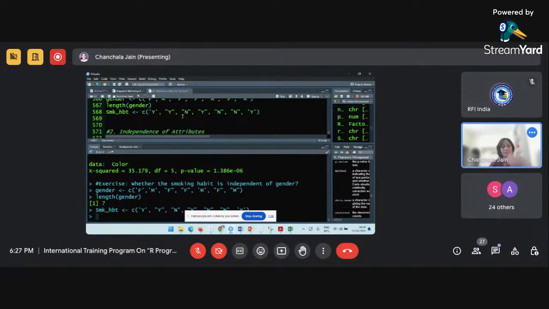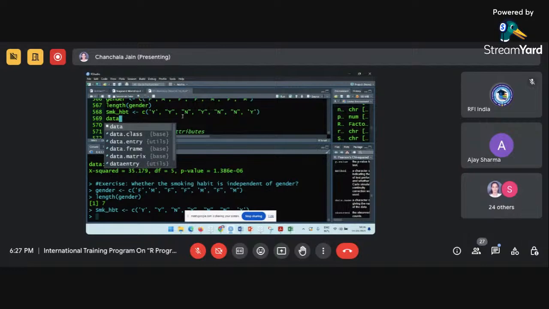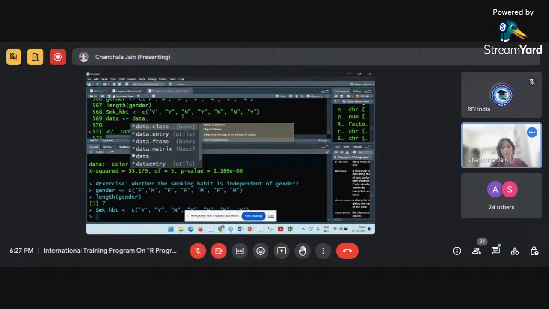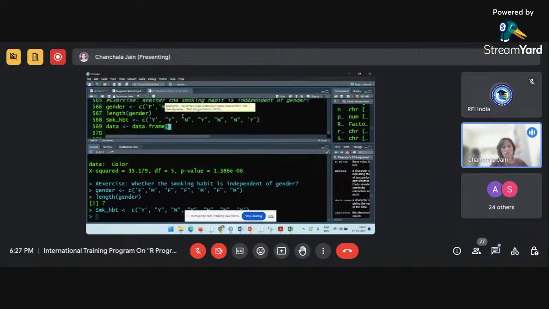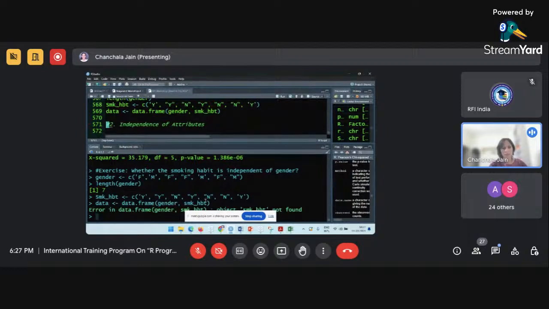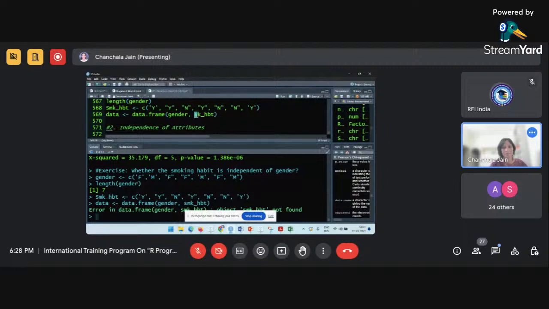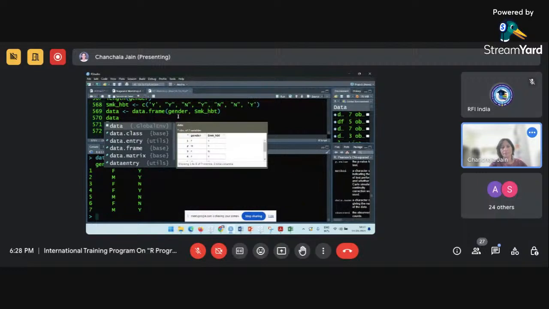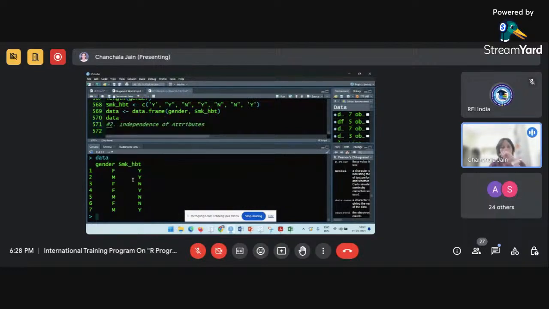Fine. Suppose I am creating a data frame, although not necessary, but still I am creating a data frame using these two vectors. I think there is some problem. Object, okay. Capital S I used, sorry. Yes, fine. Now I can check my data. You can see it is converted into the data frame table form, right?